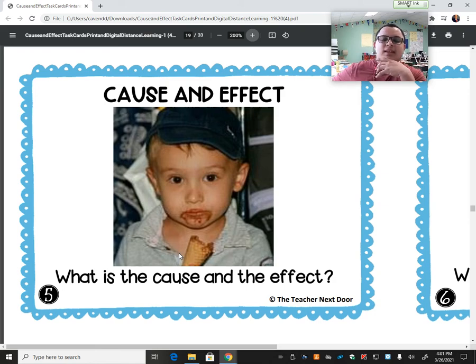So the cause, let's look at this picture. This kid has ice cream all over his face. What could be the cause of him having ice cream all over his face? Well, if you've ever seen babies eat ice cream, they like to just lick it everywhere and they rub it all over their face. And what was the effect of the baby doing that? The effect of the baby rubbing the ice cream all over his face is that now he has a chocolate mustache, an ice cream mustache.